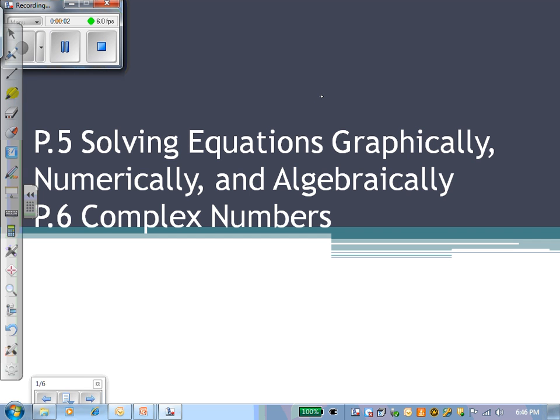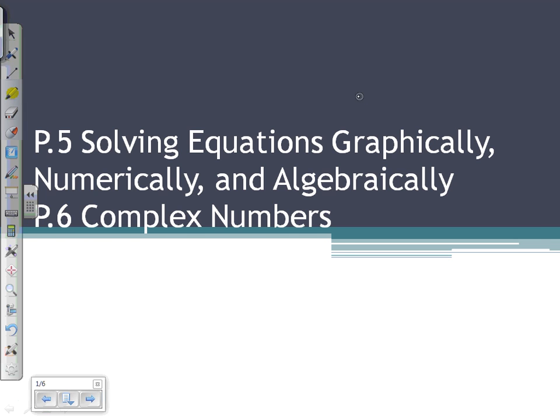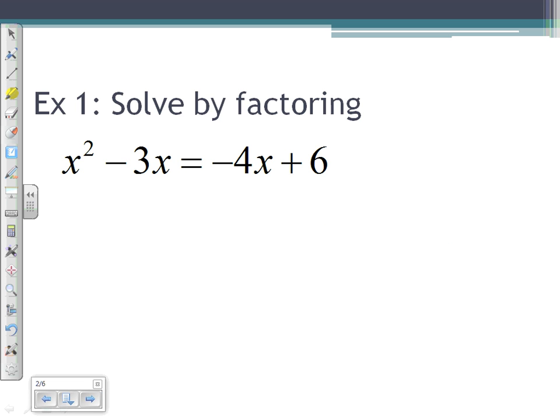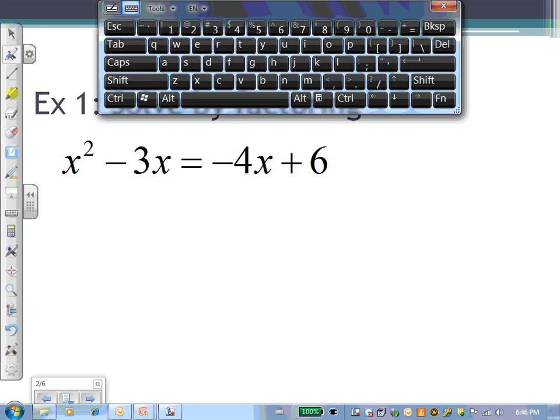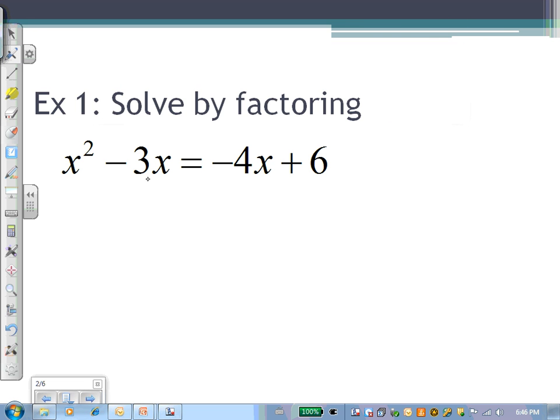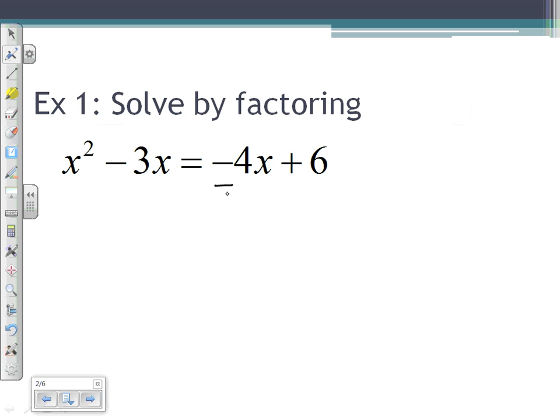Okay, so we're just going to do a quick lesson on solving equations graphically, numerically, and algebraically. Okay, so here's the first problem. We're just going to solve by factoring. Now keep in mind, in order to factor, you need to move everything over to the other side. So I'm going to have to add the 4x to both sides here. And I might as well subtract the 6 to both sides as well.